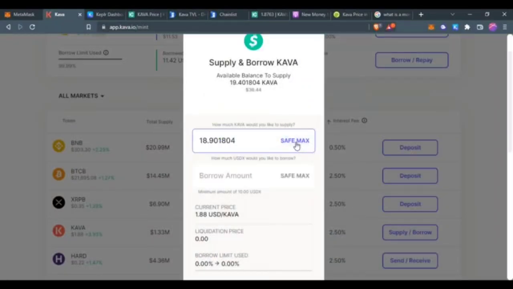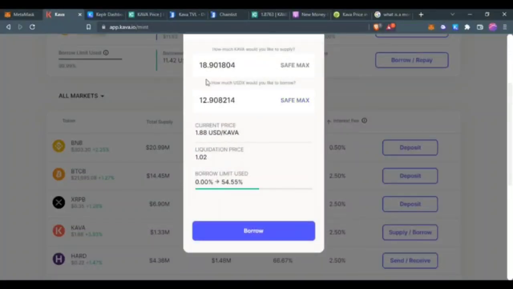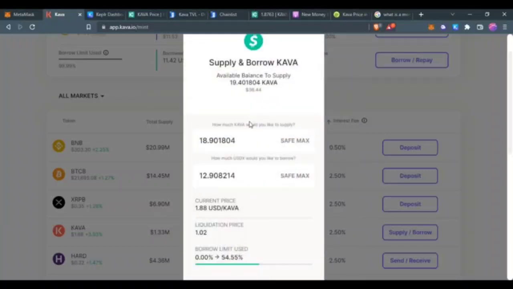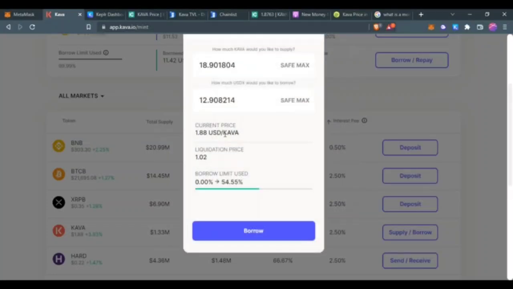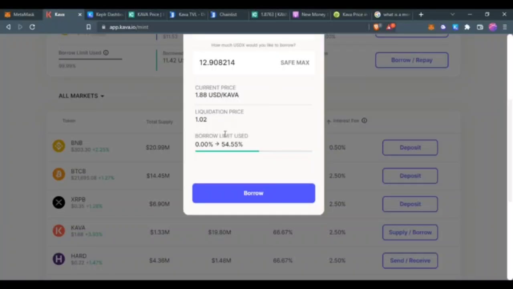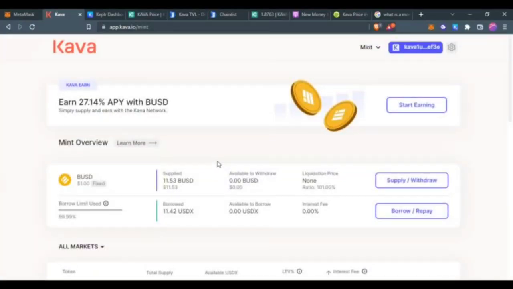Let me see, so a safe max, and then a borrowing safe max would be about $12 from that $36. That would bring you at a 1.02 liquidation price. Borrowing it'd be about 55%. So we're borrowing almost right under half. Current USD is $1.88 for Kava. So this will be us going through the minting process in one aspect.